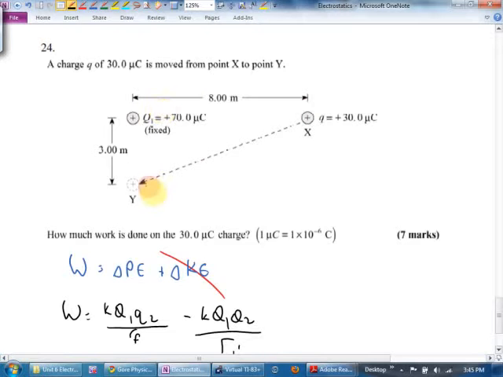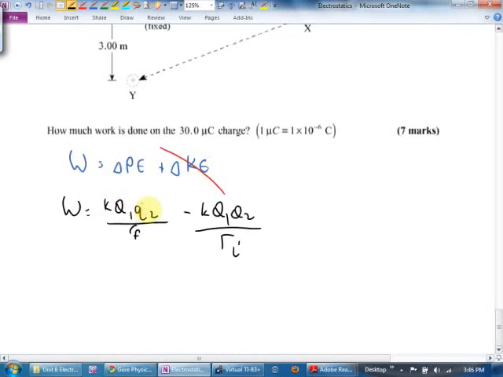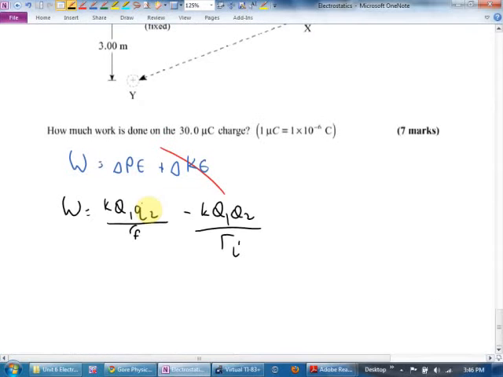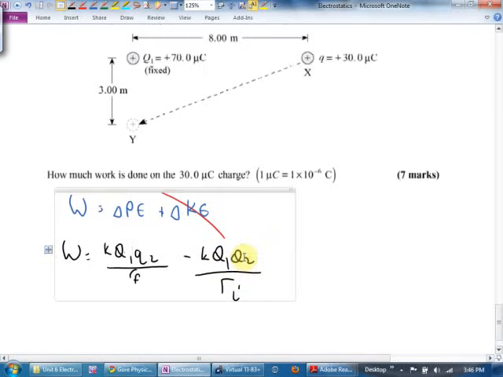So it would end up being k, Q1. What was Q1, Mr. Duick? 70. k, 70 times 10 to the negative 6, 30 times 10 to the negative 6, divided by R final, which I think was 8, minus 9 times 10 to the 9th, 70, 30, over R initial, which was 3. And you're done. What makes that question fall apart is that energy is a scalar, so I don't need to worry about all the funky angles or anything like that.